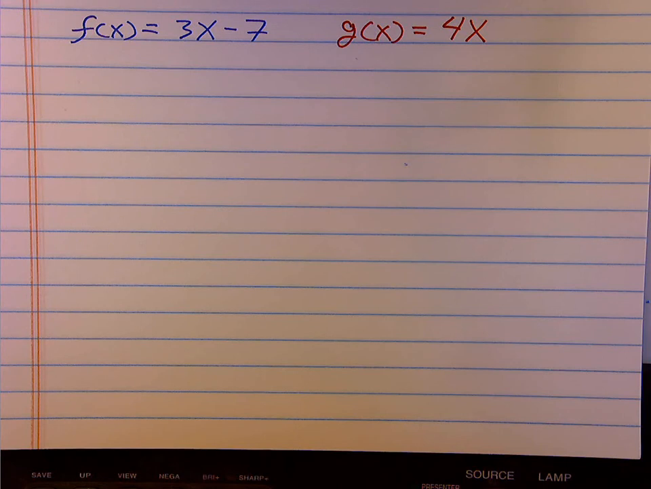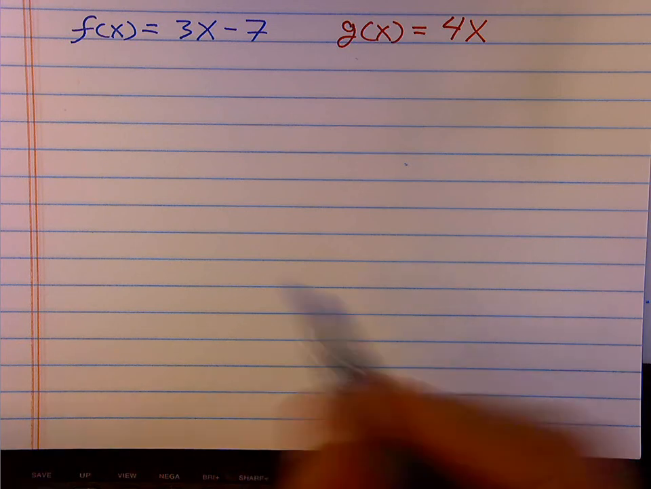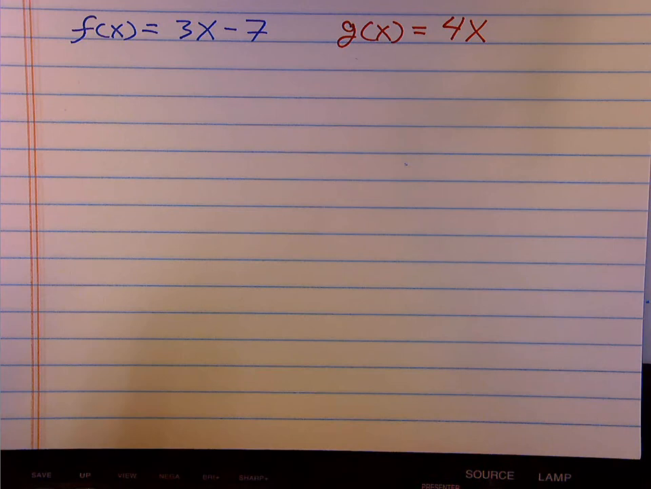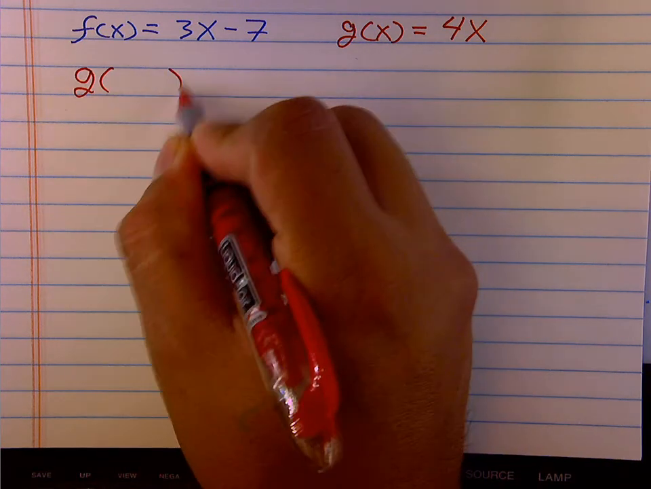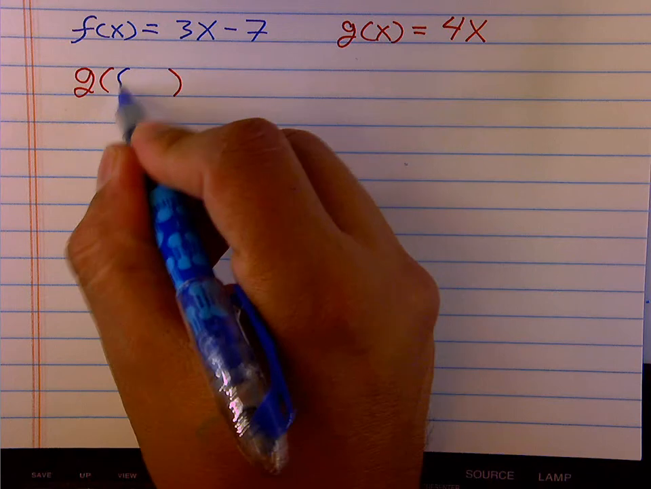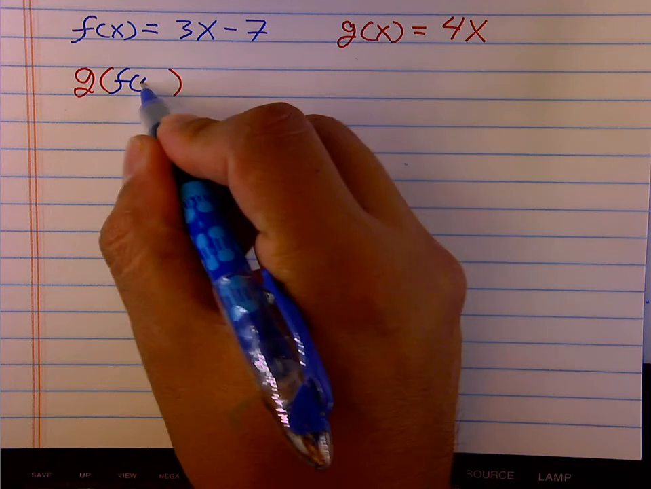We're now going to apply this concept of composition of functions on just any random generic formulas. First we must understand how to read it and then apply what we read. So take an example of this. Let's say I asked you to calculate G of F of 4.